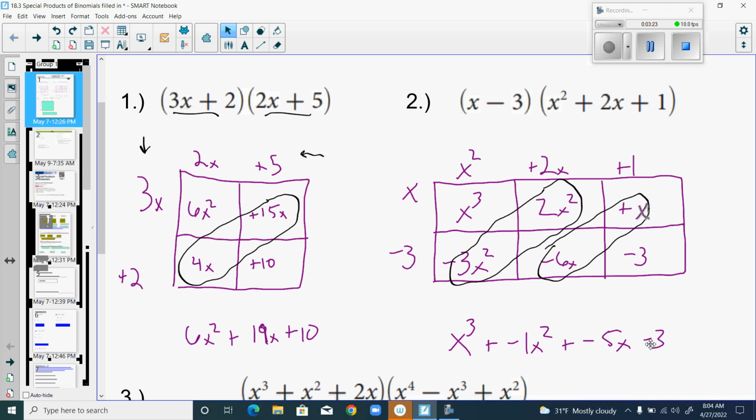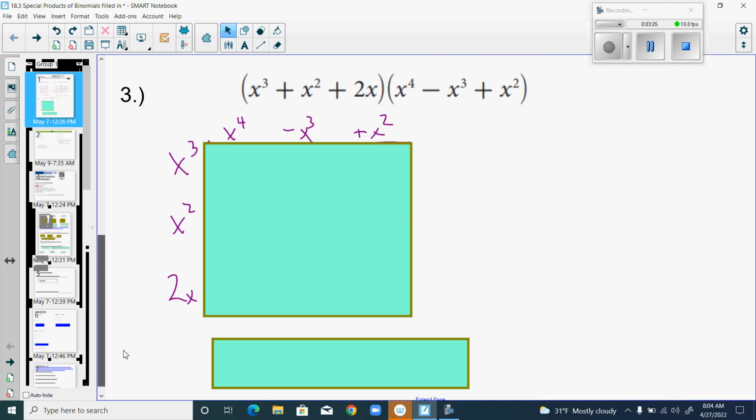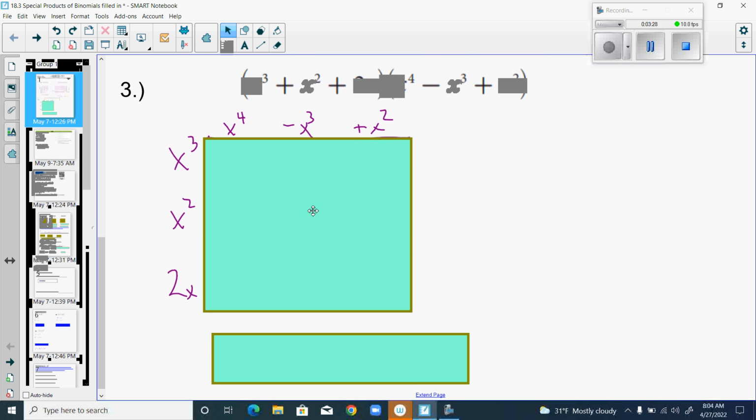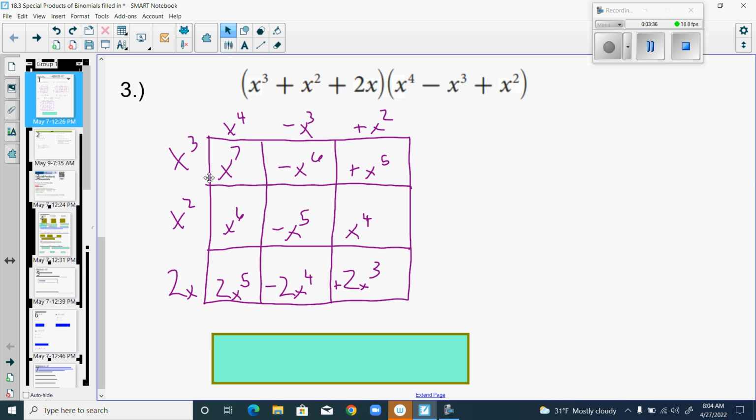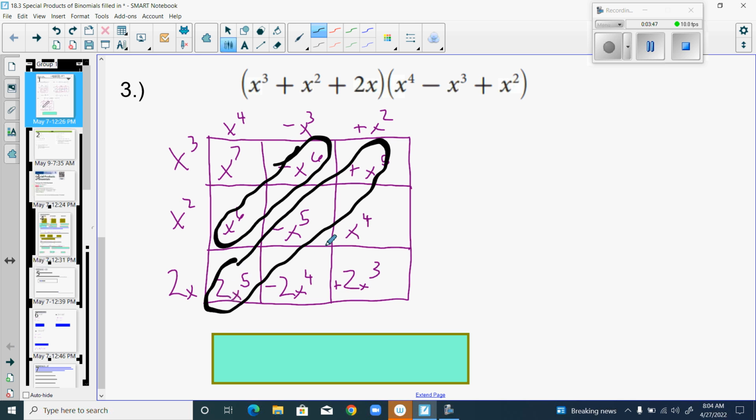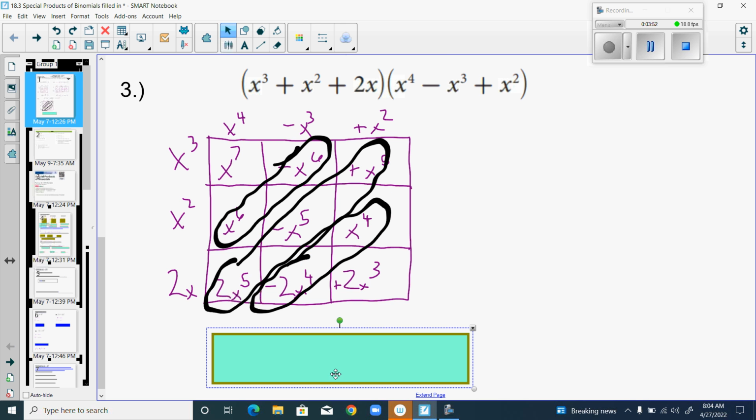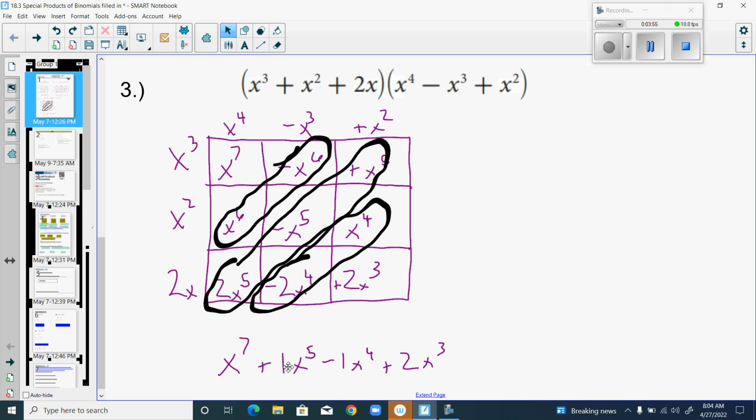Okay? And then the last one, which is a monster, it's a 3 by 3. So we end up having 9 products initially, but we do have a bunch of simplifying that can happen. I'm not going to talk through it because it's a lot to talk through. You can see what the box looks like. I will circle the like terms. So we get x to the 6th in this direction, x to the 5th in this direction, x to the 4th this way. We have a whole lot of like terms combined, and our final answer looks like so. x to the 7th plus x to the 5th minus 1x to the 4th plus 2x to the 3rd. And that is our final answer for that problem.